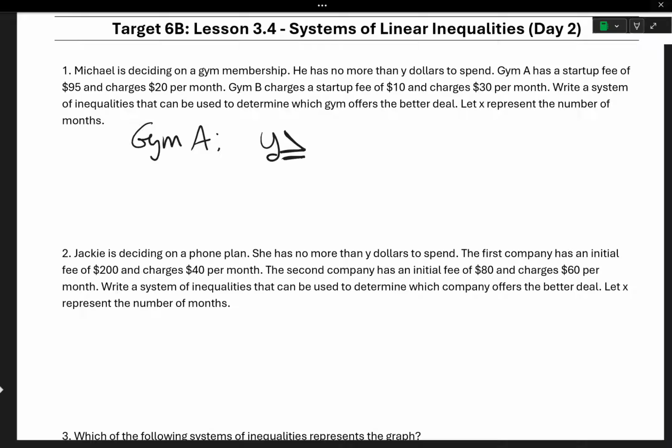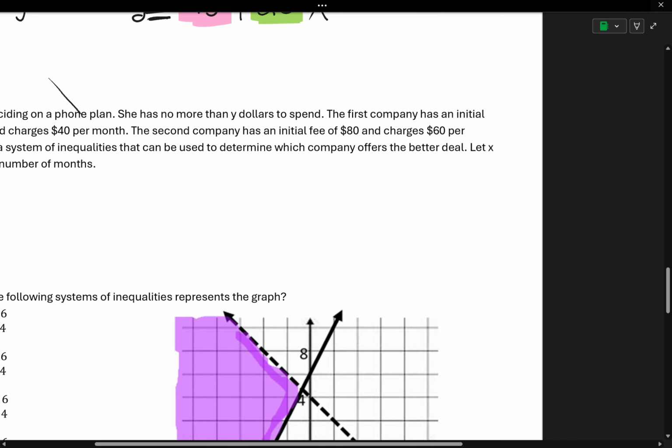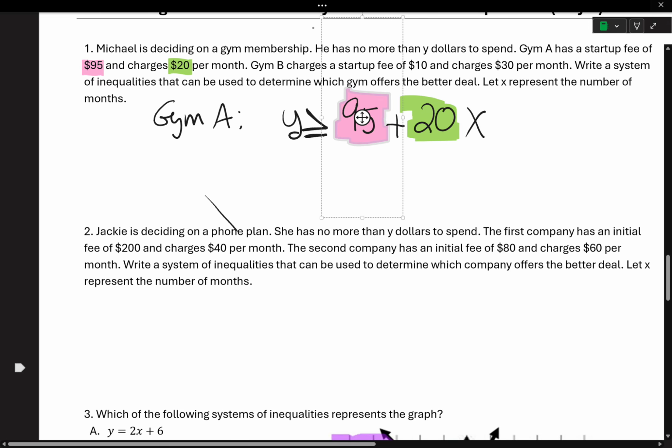So what are we going to spend on Gym A? Gym A has a startup fee of 95, so no matter what, you need to spend 95 bucks and 20 per month. And we have X, that's months, so 20X. Whoa, come back here. Gym B. No, Gym B.